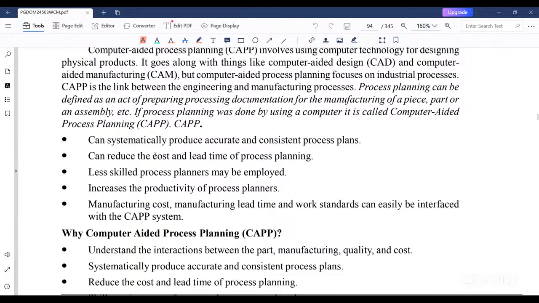If you see any National Geographic channel, you can see a big number of machines working automatically. They do all the activities of production, where we require very few skilled laborers. This in turn increases the productivity of process planners, and also affects manufacturing cost, lead time and work standards. This can all be interfaced with the help of a CAP system.